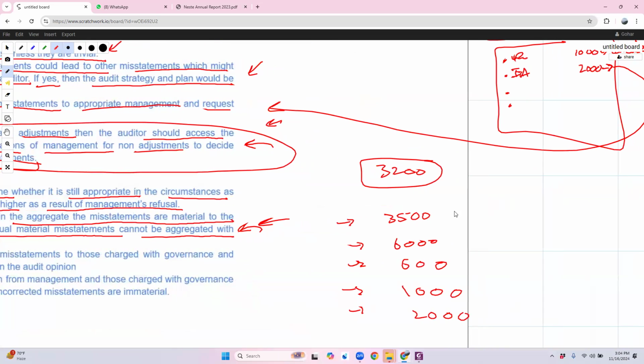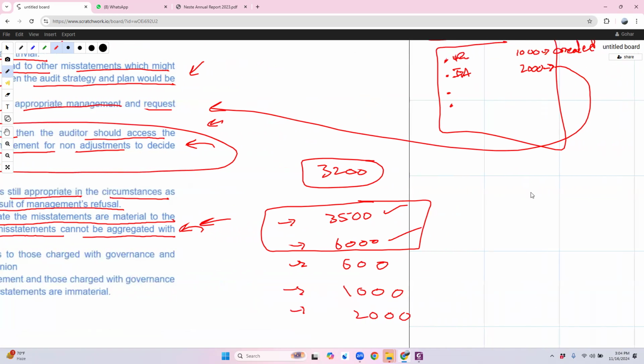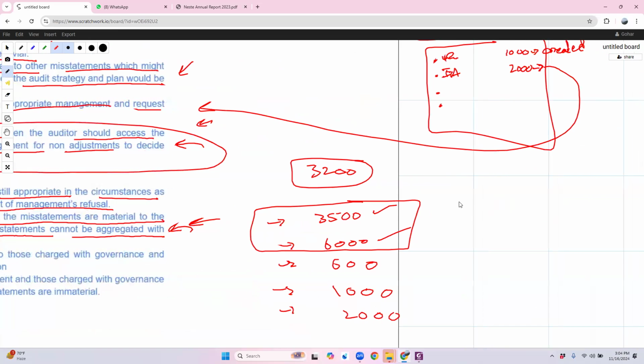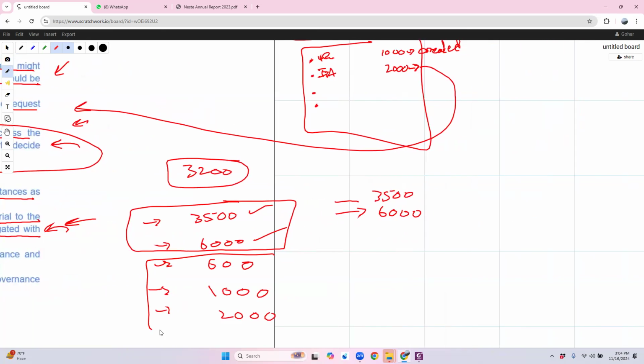Now, first thing to do is to see which of the misstatements here are individually material. You do not need to look at them in the aggregate. Which of the misstatements are individually above materiality? This one and this. 3,500 and 6,000. So you will make a separate list of both of these misstatements. 3,500 is the misstatement and 6,000 is the misstatement. The remaining misstatements were not material when we looked at them individually.